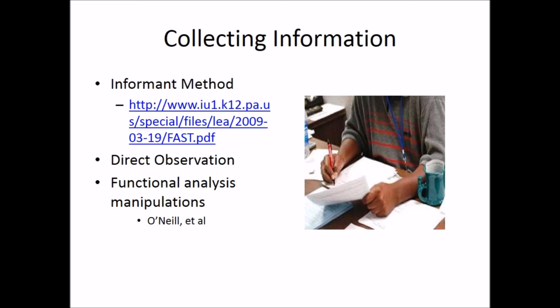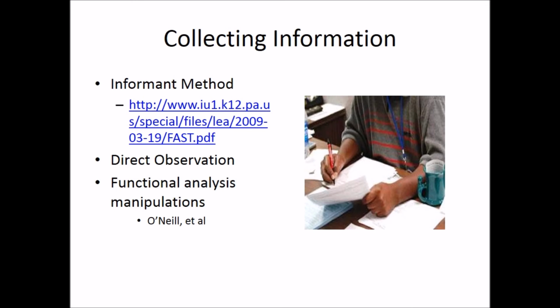Direct observation is another method for gaining information to complete the functional behavior assessment. Once the behavior has been described, we can take data to determine what happens before the behavior and what happens after the behavior. This is called ABC charting and is often used when collecting information for the FBA. We'll show examples of ABC charting soon.